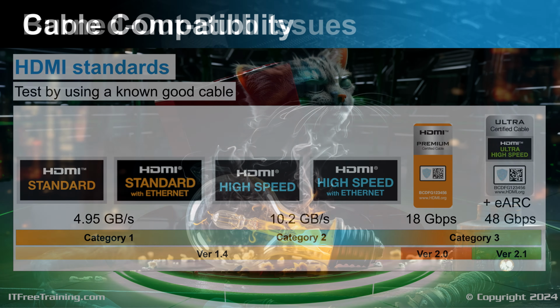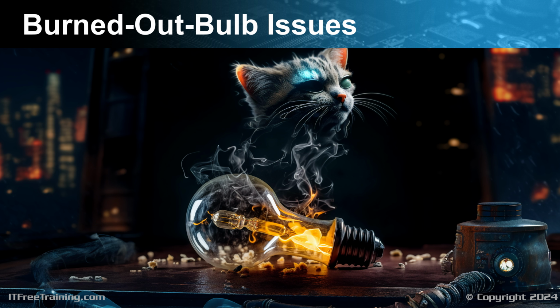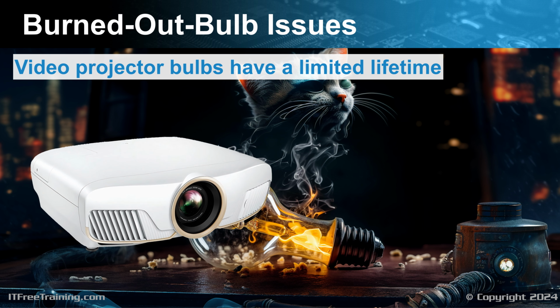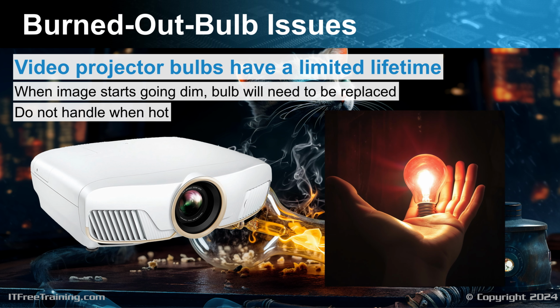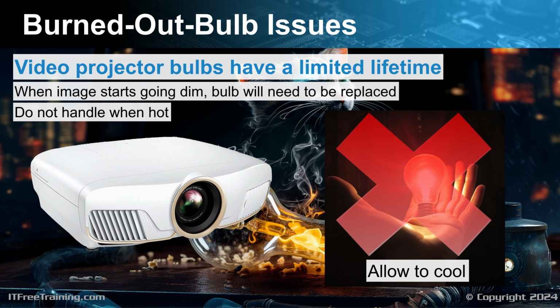If you're using a video projector, bulbs have a limited lifetime. When the bulb starts coming to the end of its lifetime, the image will start to go dim. Some video projectors will give you a message when the bulb starts reaching this stage. When replacing or handling the bulb from a video projector, don't handle it when it's hot. Allow it to cool down first.